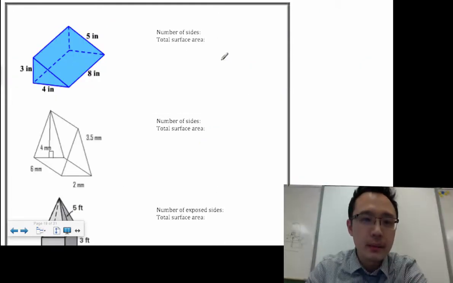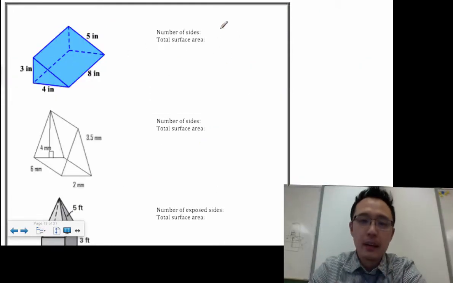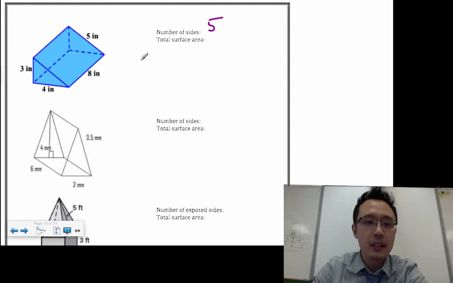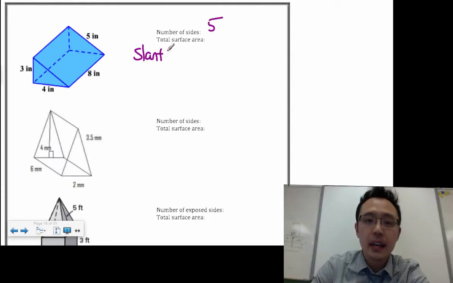We have more of these ones. So this is another triangular shape. So number of sides, this one we have 5 sides. Let's start with the slant. The slant in this case is my big rectangle here.